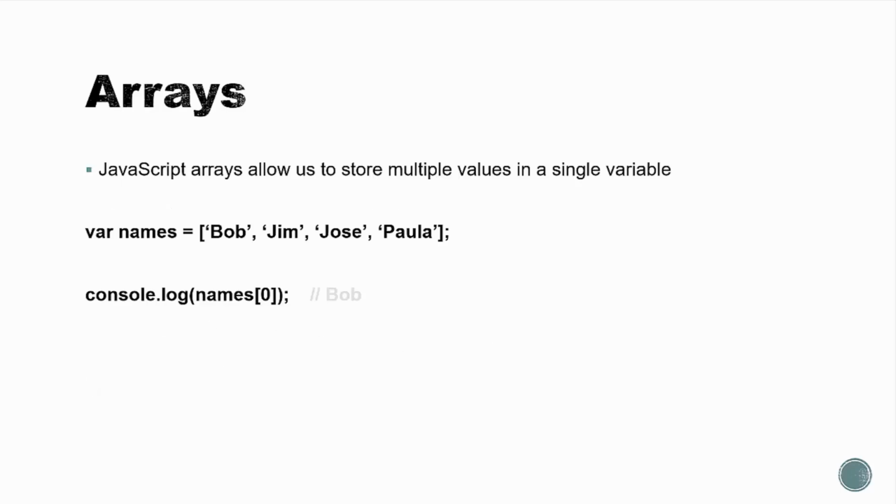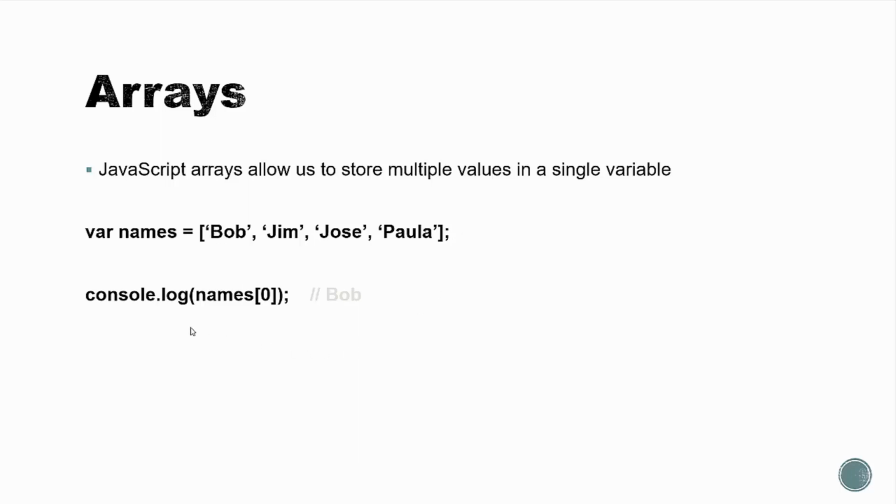Arrays. So if you have any experience with any other programming languages, then you probably have used arrays before. They allow us to store multiple values into a single variable. So in this example, we have a variable called names, and we're setting it to an array with 4 different names. All right, and notice that it uses square brackets. And if they're strings, they have to be in quotes. Okay, if they're numbers, they don't have to be.